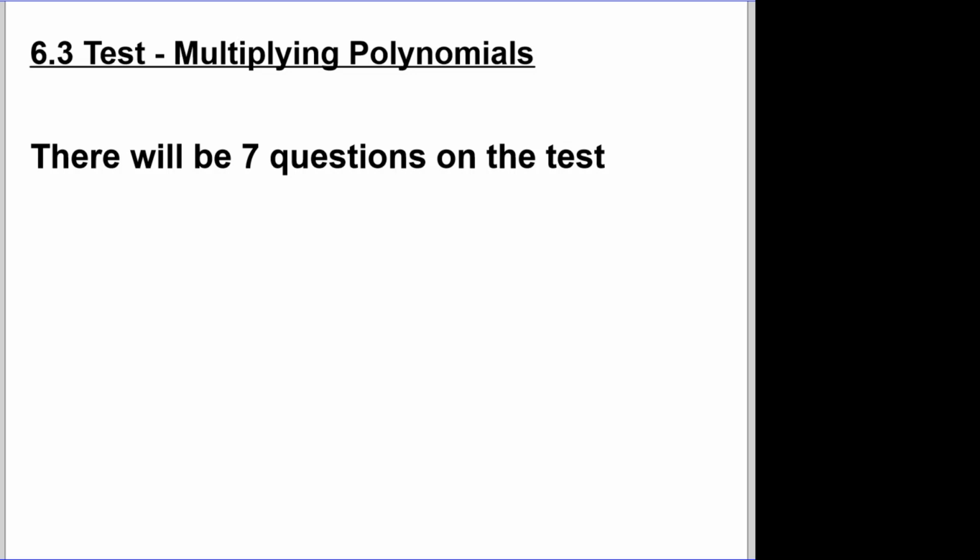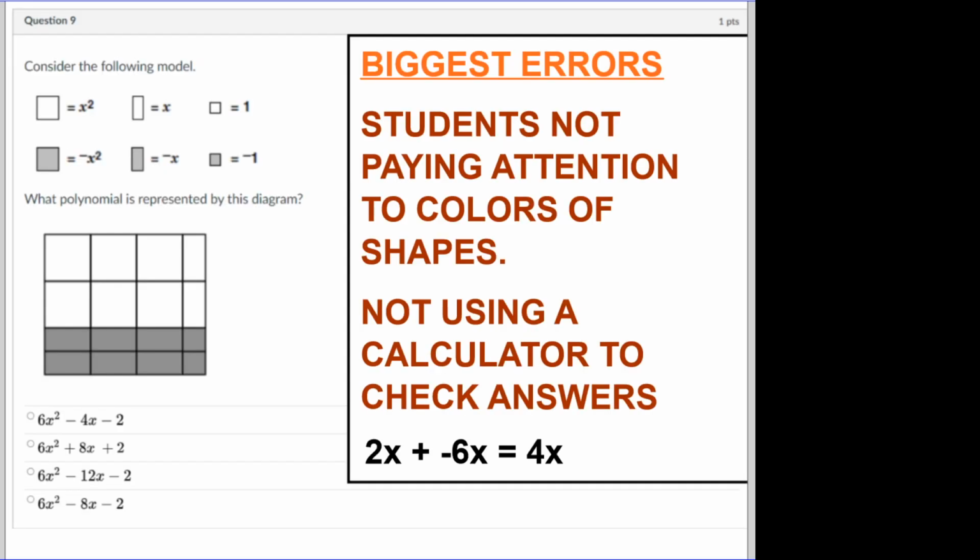This is the feedback for the 6.3 test. We're going to look back at the pretest, and we're going to look at some of the mistakes, similar mistakes that people made for these. So particularly with shapes like this with the tiles, people did not really pay attention to the colors.